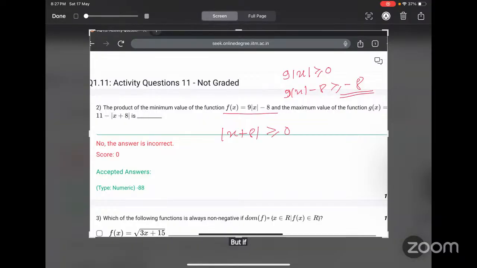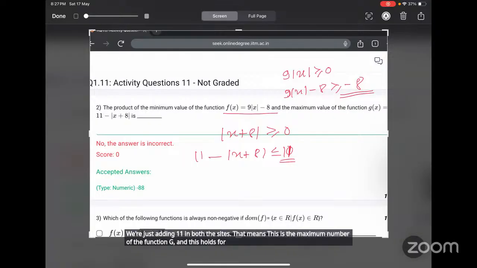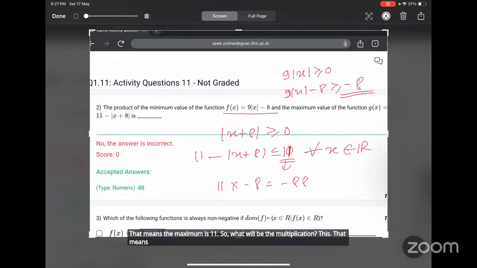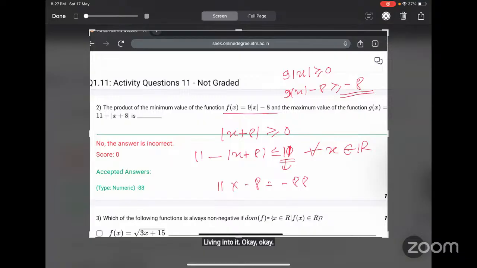But if I take negative of that number, it will be definitely less than or equal to 0, right? Yeah. Now, if I add 11, it will be less than or equal to 11, right? Yeah. We're just adding 11 on both sides. That means this is the maximum value of the function g, and this holds for any x belonging to the whole real line, right? Yeah. That means the maximum is 11. So what will be the multiplication? That means 11 into 8. Okay. Clear? Yeah, it is, ma'am.